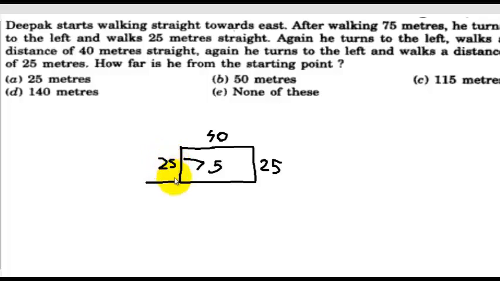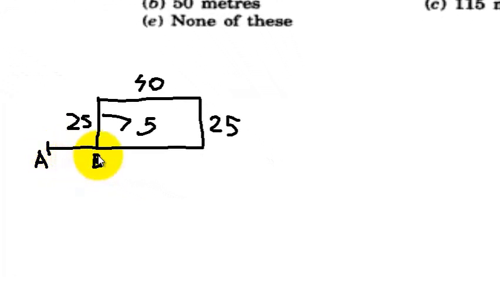So this is his final position. Let's name it D. This is the initial position. Let's name it T. Now how far is he from the starting point? This is his starting position and this is his final position. We all know this distance is 40. So this distance too is going to be 40. But this overall distance is 75.